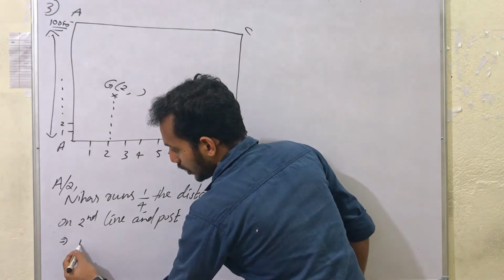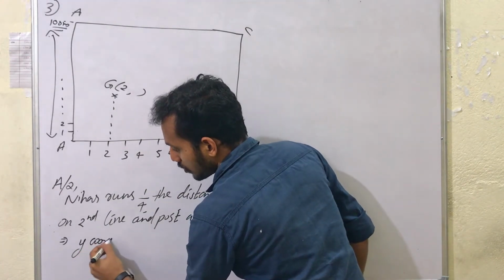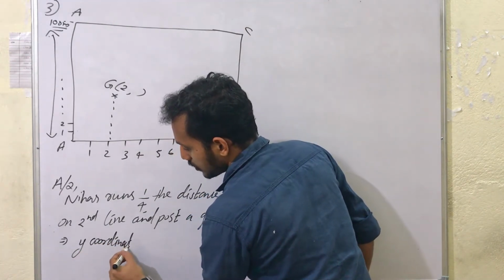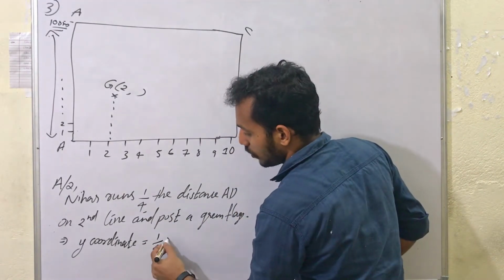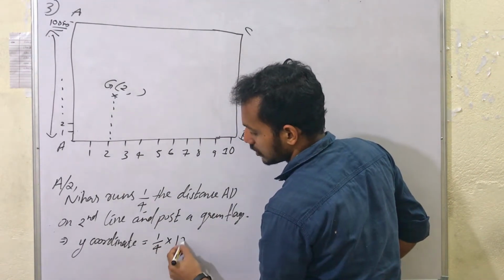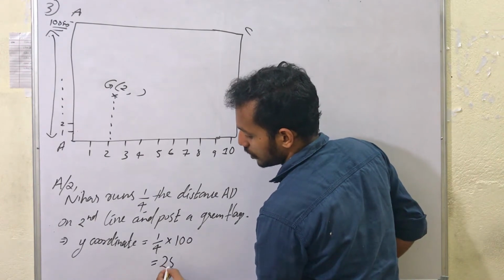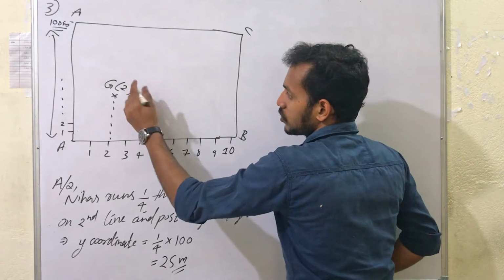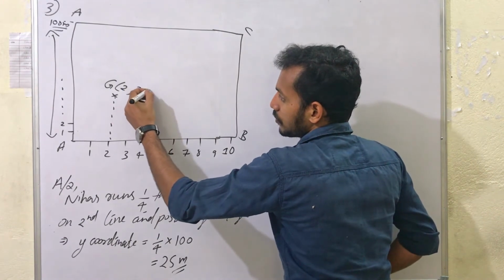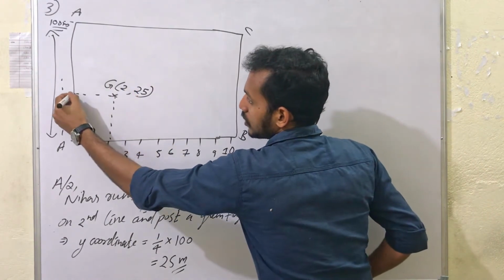So the y coordinate will be equal to 1/4 of AD, that is 100, which is equal to 25 meter. So the y coordinate is 25.